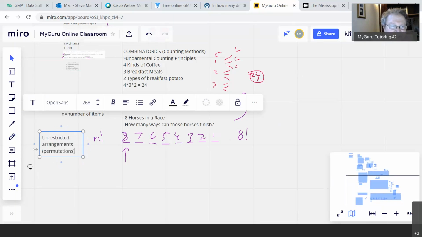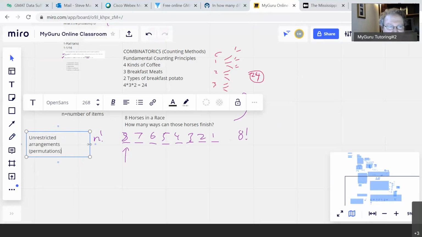Now you're probably not going to see the terminology permutation on the test, but some of you have learned it that way, so just so that you know. But they mean arrangements. You will also see the terminology order matters, which means that if horse number 8 is in the first slot, that is not the same situation as horse number 8 in the 5th slot. The order makes a difference. We need to count all of the orders.